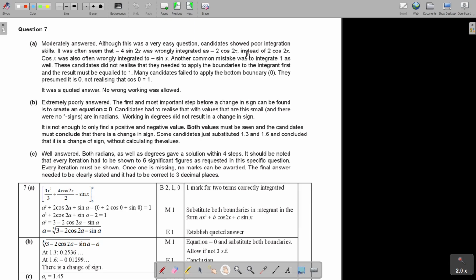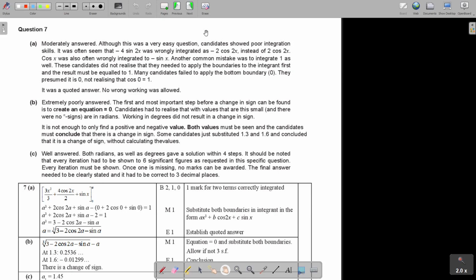Okay, it must go to that half. Instead of 2 cos 2x, cos x was also often wrongly integrated to negative sin x. Another common mistake was to integrate 1 as well. These candidates did not realize that they needed to apply the boundaries to the integration first, and the result must be equal to 1. So you must first integrate and then you put the left-hand side equal to the right-hand side. Many candidates fail to apply the bottom boundary 0. They presume it's 0. It's not always 0. Not realizing that cos 0 is 1.